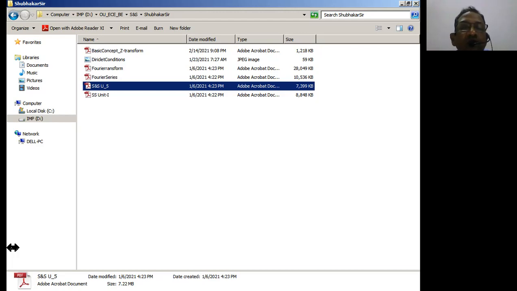That means the ROC is the exterior of the unit circle in the z plane. So the ROC is the same for the unit ramp signal and also the unit step sequence, right? Even though the z transform is different, the ROC is going to be the same for these two sequences.